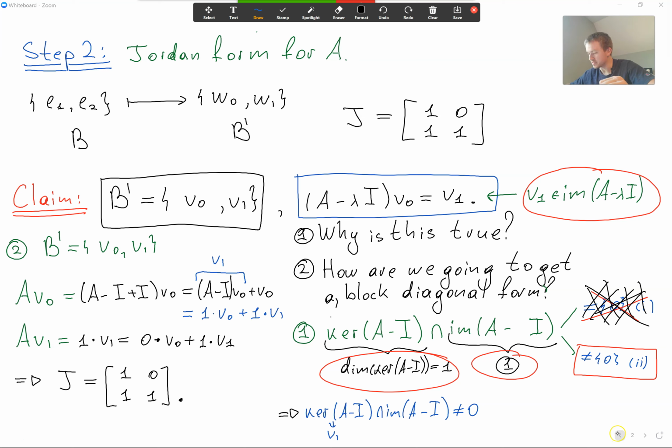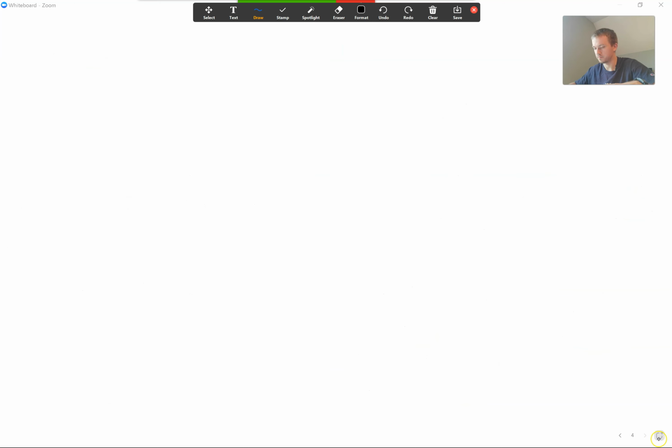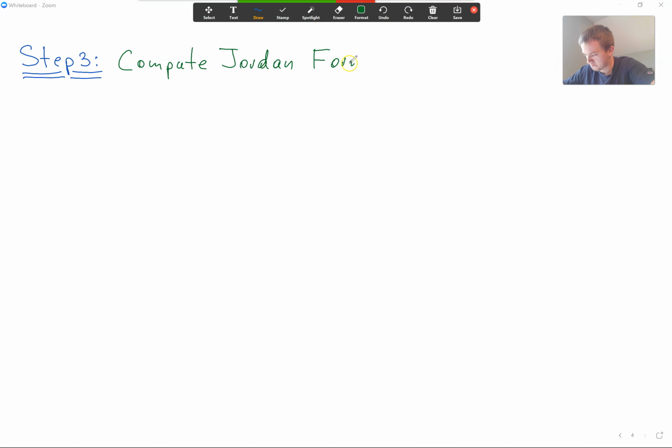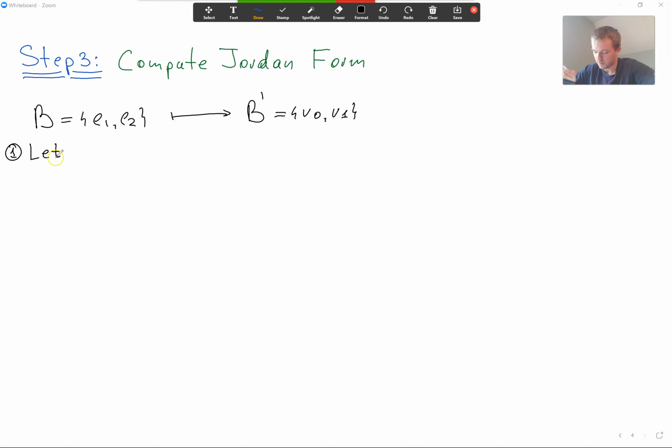So as step number 3 right now, let's actually compute the Jordan form for A. And how are we going to compute it? We're going to find our basis B prime, apply the change of basis matrix, and then we're going to get our Jordan form. So the first idea is that we start with basis B, e1, e2, and we're going to change this basis to a new one, B prime, which is v0 and v1. So as a step number 1, let's find v0.